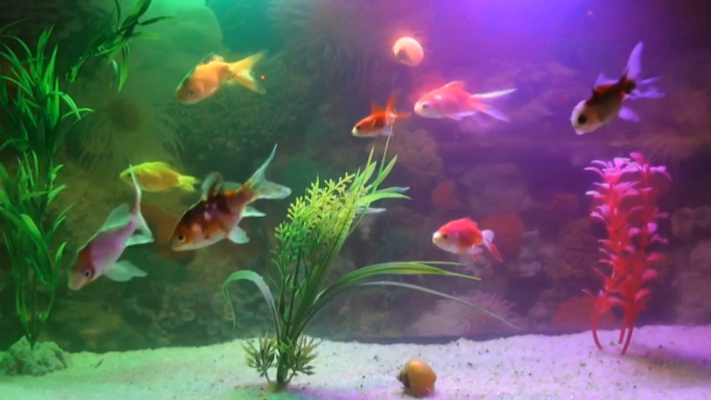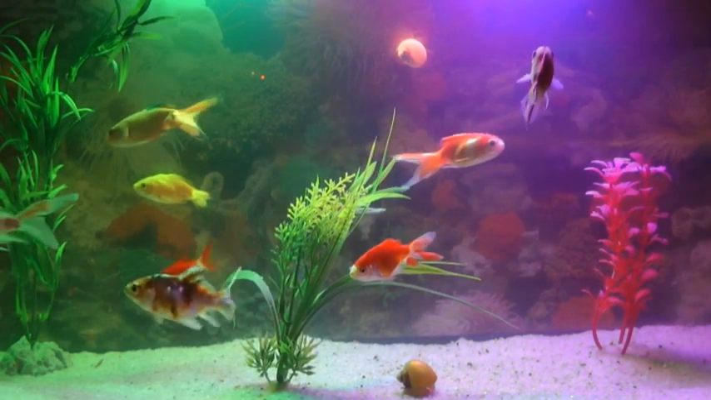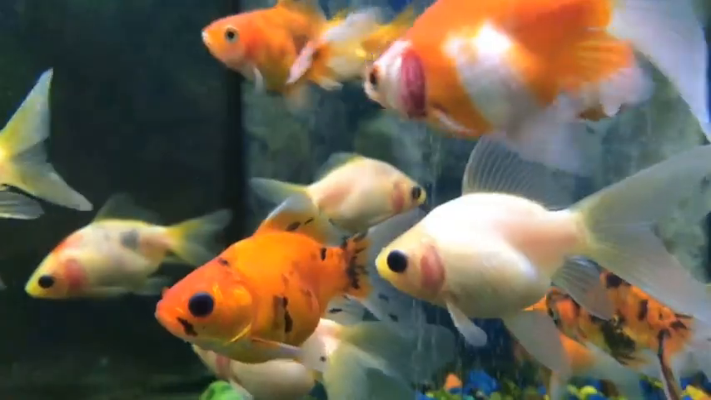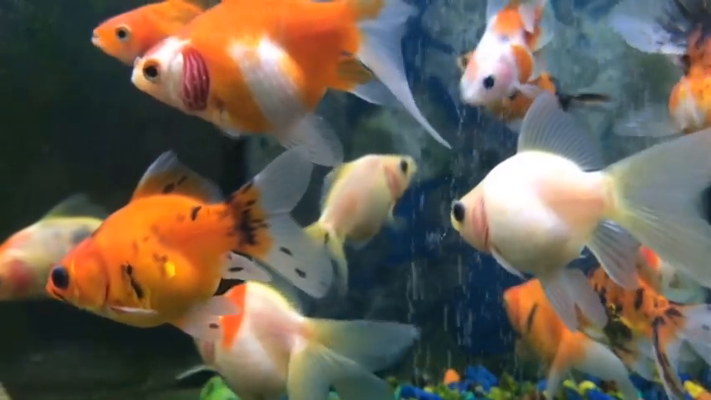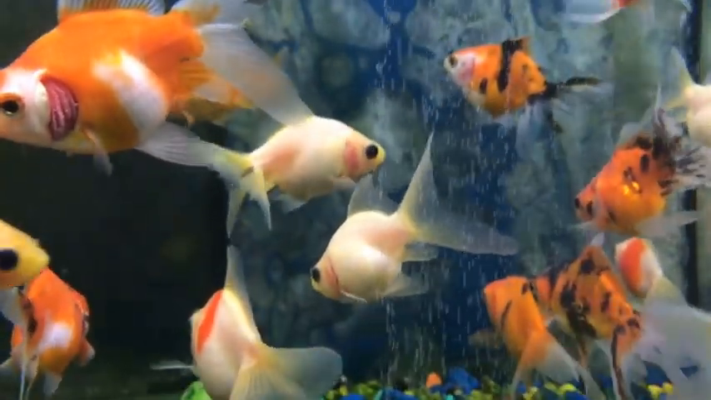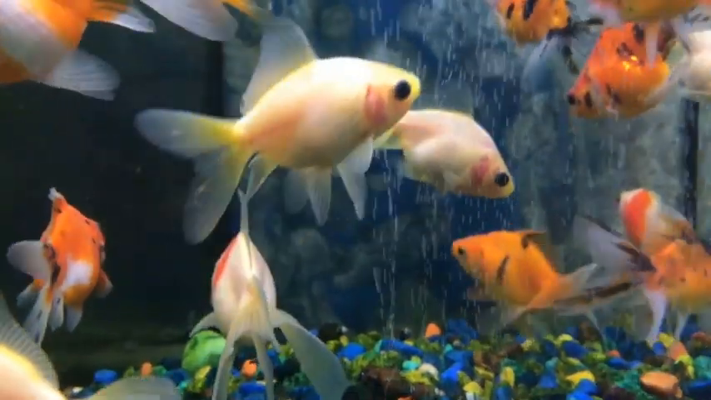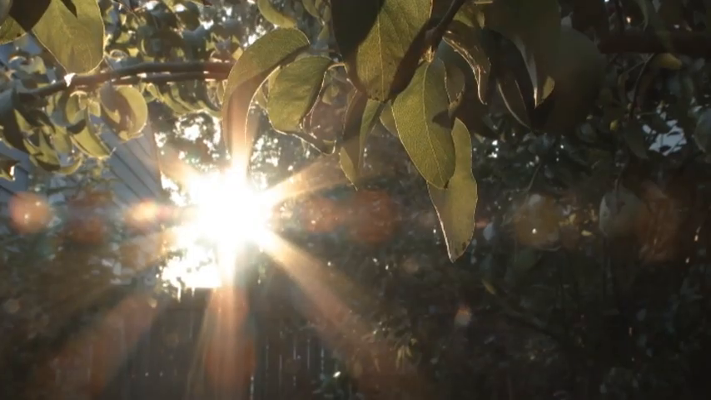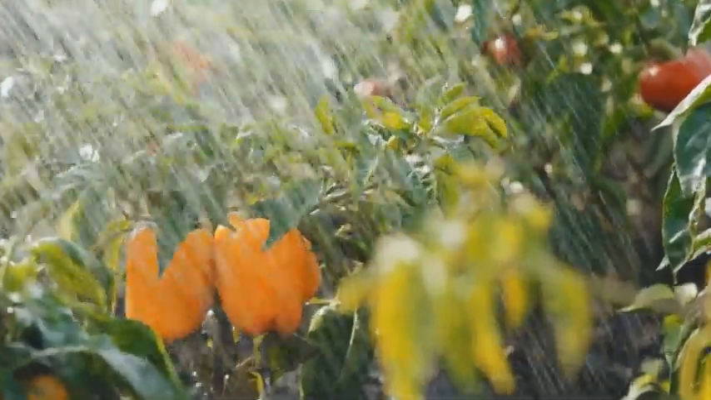For example, in an aquarium, you will find a community of fish, snails, and plants. A community in an aquarium interacts with the water, air, and sunlight, thus forming an ecosystem. Look at this photo to see how an ecosystem is formed from different levels of organization. The survival of an organism in an ecosystem depends on the delicate balance of energy, food, and other factors.